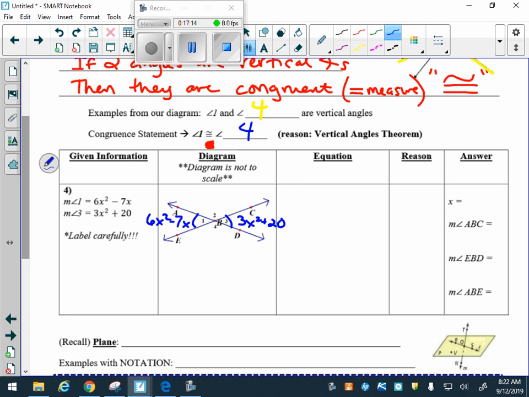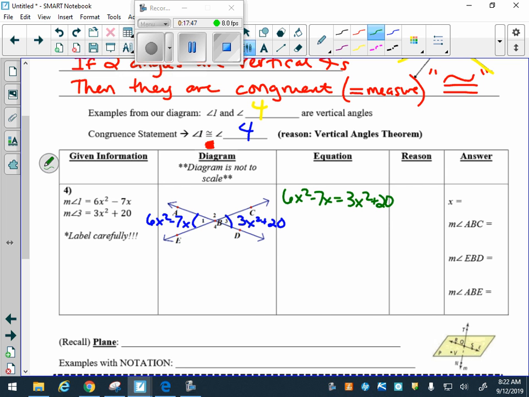So what equation would we write if these are vertical angles? What equation would we write? Megan? Good. Okay. So notice we're not adding things up and equaling them to something like we were with angle addition postulate and linear pair postulate. This time they're vertical angles, so we set them equal to each other. Okay?